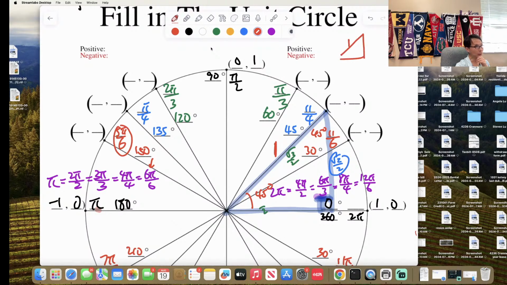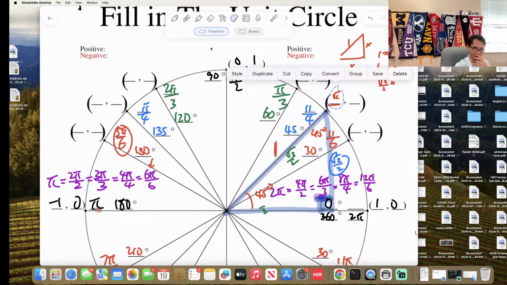If this is a 1, what will happen to this side? Well, 1 is equal to x times root 2, right? 1 over root 2 equals x. Square root 2 over 2 is the x. So this is square root 2 over 2 and square root 2 over 2. Does that make sense? Because that coordinate is the x value and y value of the thing. So square root 2 over 2 and square root 2 over 2.